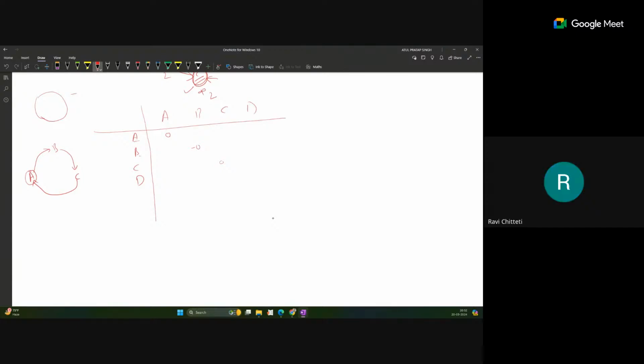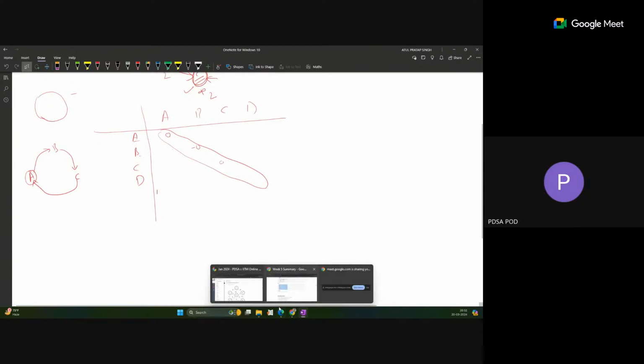So basically the diagonals, you mean? Diagonals. If you are getting any negative diagonal value, that means the graph contains a negative weight cycle. So this is the identification of negative weight cycles in the final output. Okay, so we can detect this.